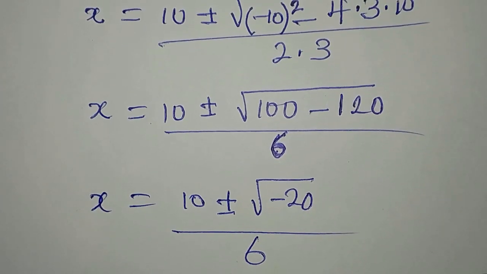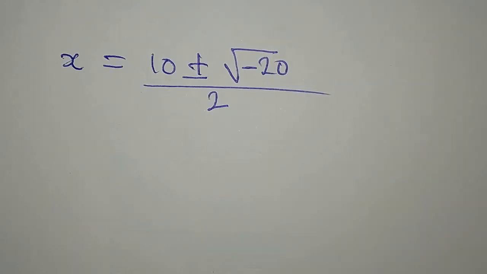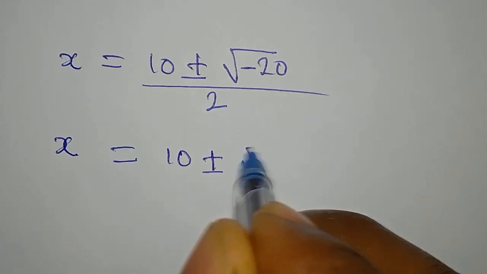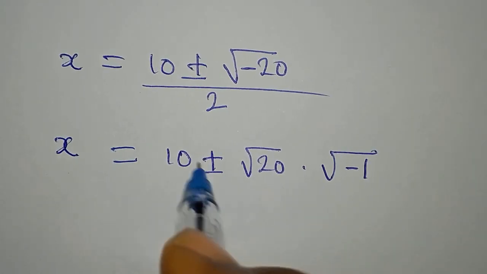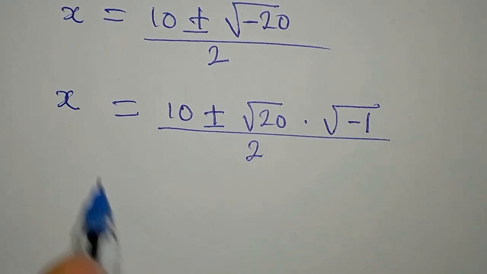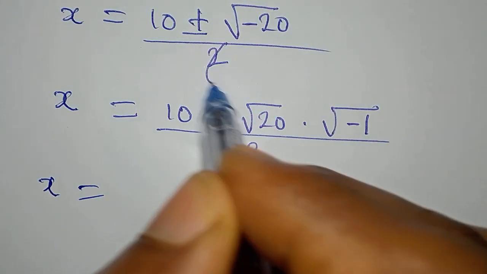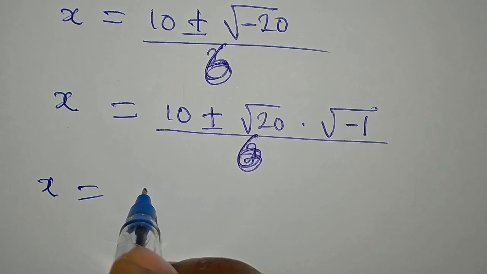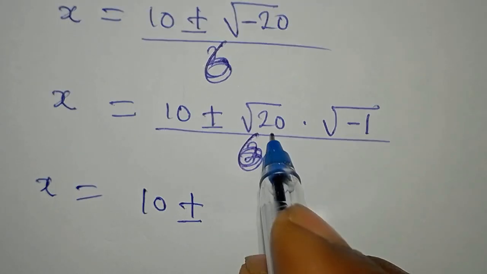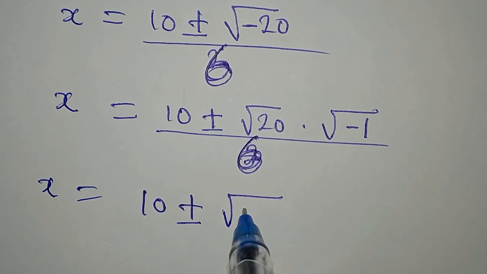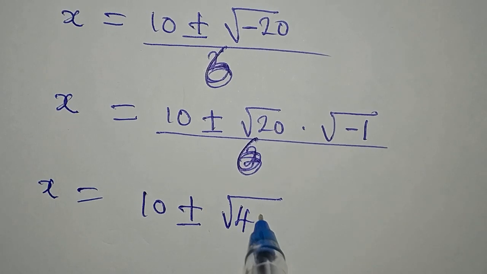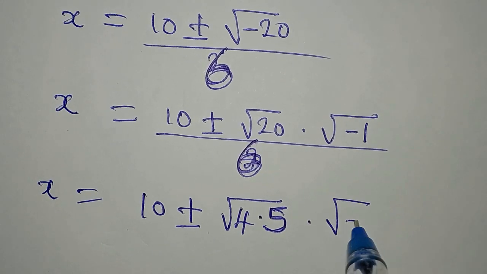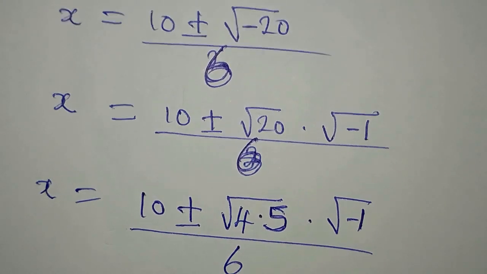We will still continue. So our x now is equal to 10 plus or minus the square root of 20 multiplied by the square root of negative 1, and we divide by 6. Okay. Now our x is equal to 10 plus or minus. This 20 here can be simplified. So we have the square root of 4 times 5. Then we multiply this by the square root of negative 1. Then we divide this by 6.